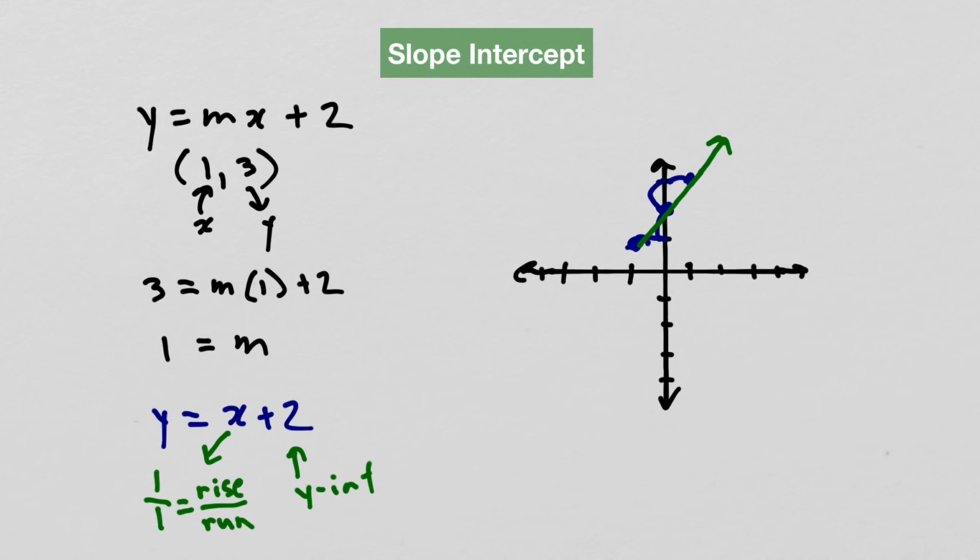Here's what I mean. This point is 1, 0. This point is 2, 0. This point is 3, 0. Notice that every one of those points, the y value or the range is 0. So we know that this line is going to cross somewhere in this area.